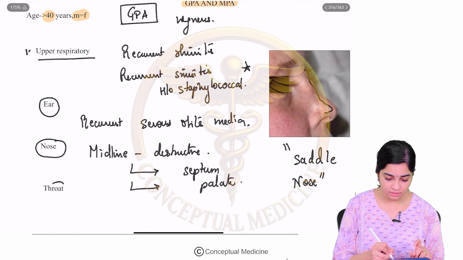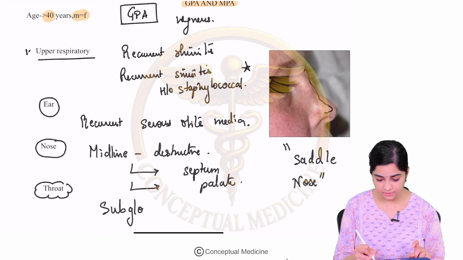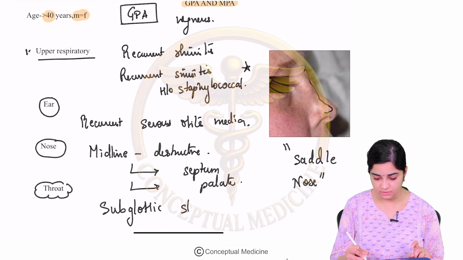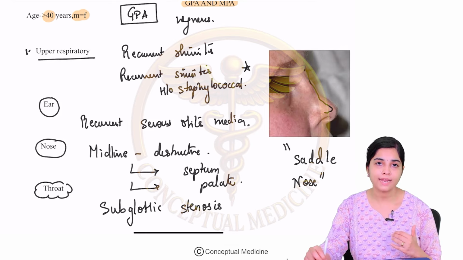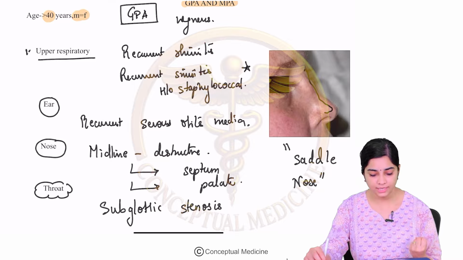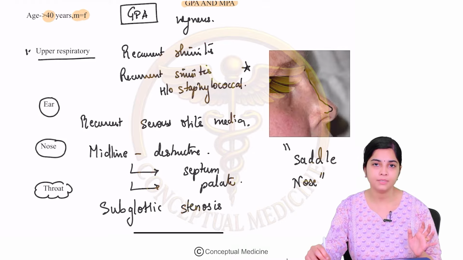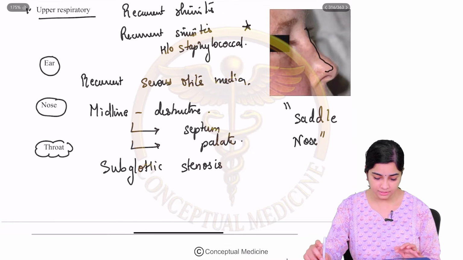As far as your throat manifestation is concerned, it can be associated with subglottic stenosis. Okay, so this is how your granulomatosis with polyangiitis presents with recurrent rhinitis, recurrent staphylococcal sinusitis, otitis media, midline destructive lesions, subglottic stenosis, and remember saddle nose deformity. Okay, so this is about your GPA.